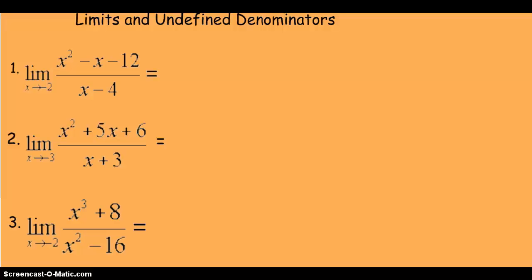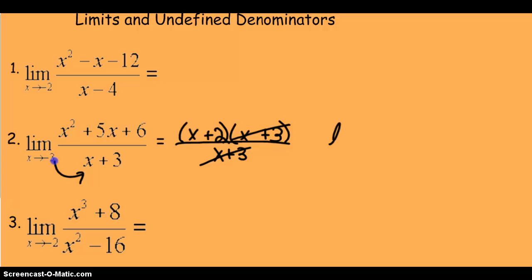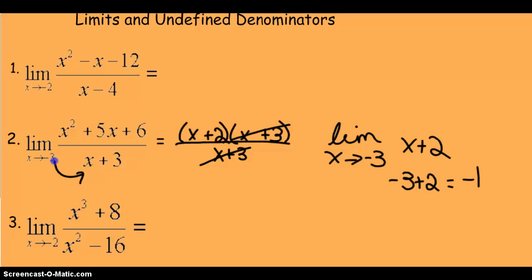The example I want to show you is example 2 right here. If I plug in the -3 right now, I can see that the denominator would become 0, and that is just never good for us. So I will go ahead and factor that. x plus 2 and x plus 3 down here. I'm going to cross out those x plus 3's. You now know there's a hole at -3. Rewrite the limit as x approaches -3 of x plus 2. Plug in that -3, and you come out with -1.